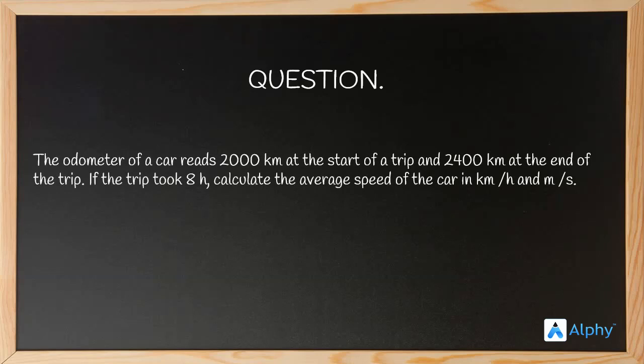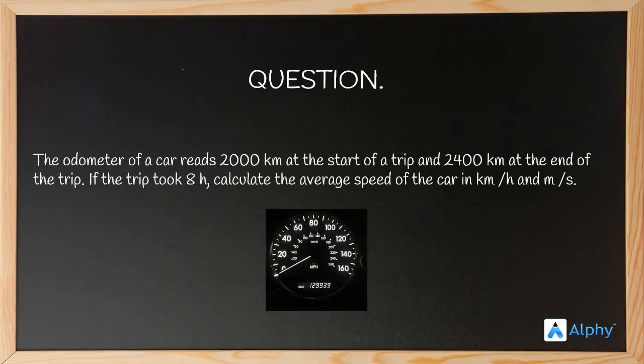If you don't remember what an odometer is, it is the device that reads the distance that has been traveled by an automobile, right? So, from the question, first thing is we have to identify all of the data. We have distance, time, and we have to find the speed. Correct? And the speed has to be found in kilometer per hour and meter per second. They've been very specific.